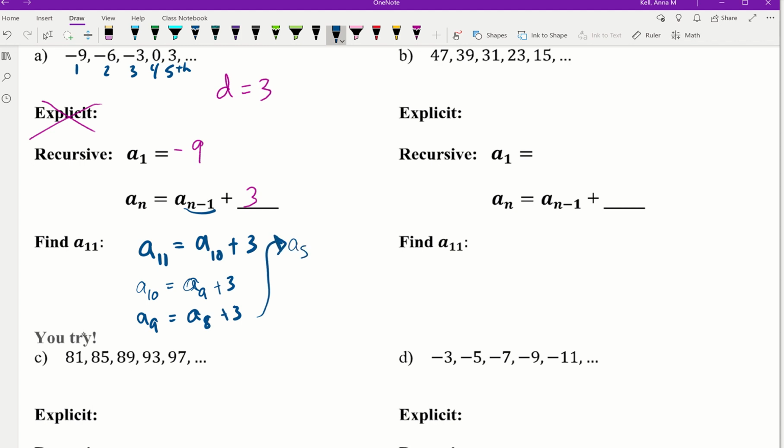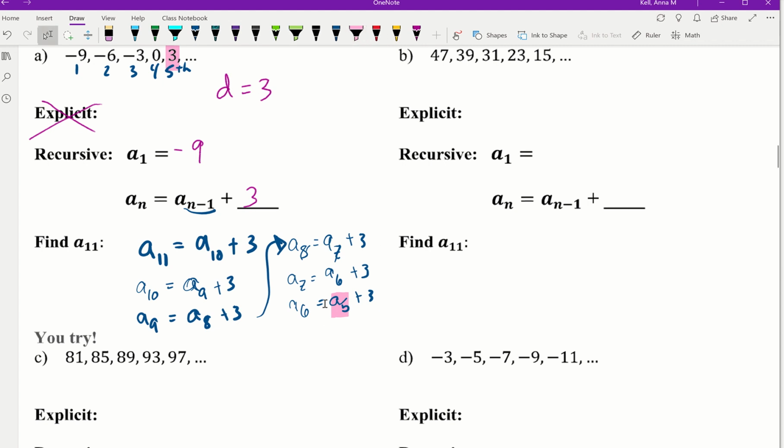A of 8 is going to be equal to A of 7 plus 3. A of 7 is equal to A of 6 plus 3. And then A of 6 is equal to A of 5 plus 3. Okay. So here's what I'm going to do. I know A of 5, right? Oopsies, wrong pen. A of 5 is this value. A5 is that value. Okay, it is 3.